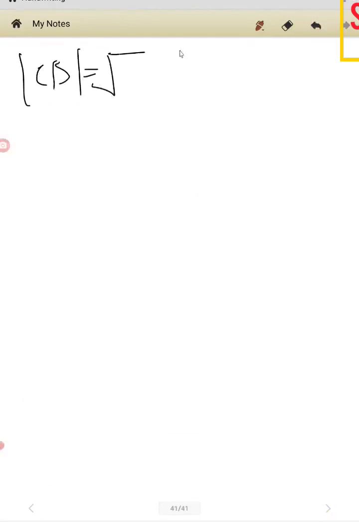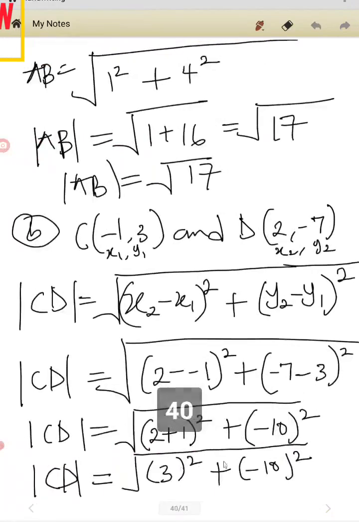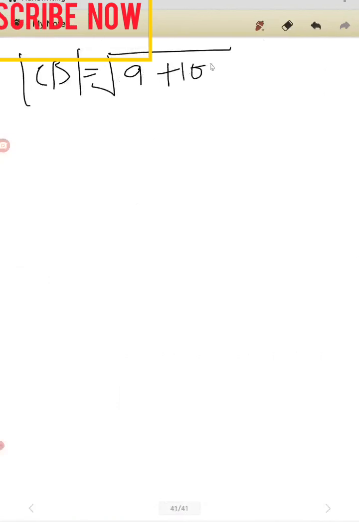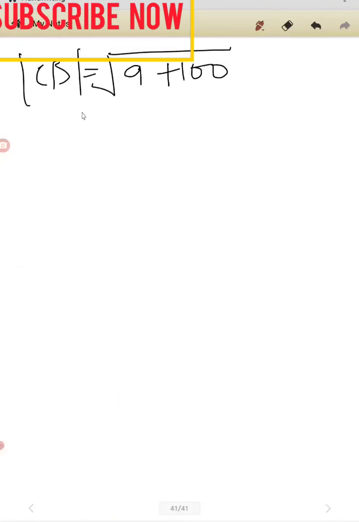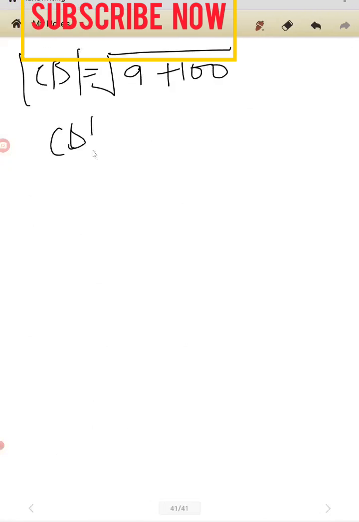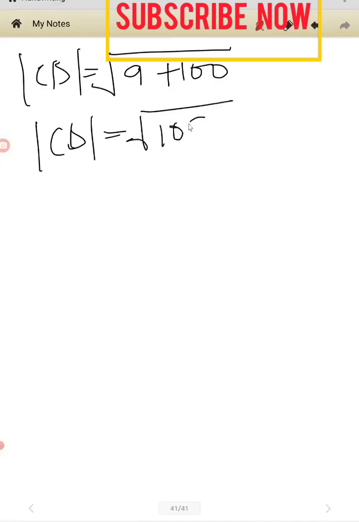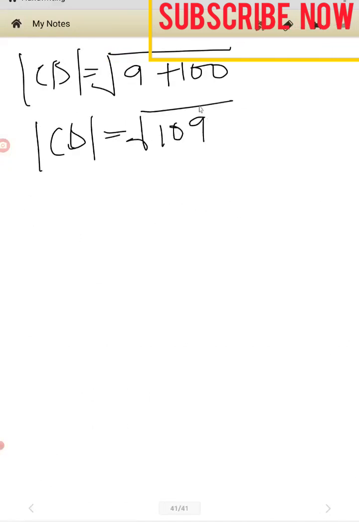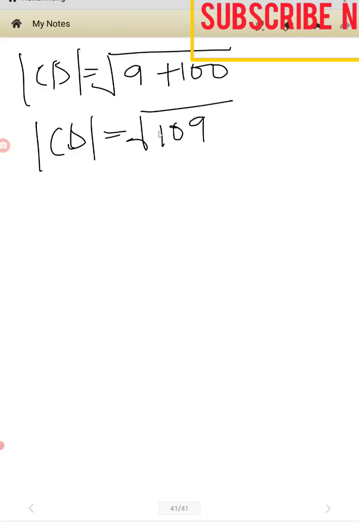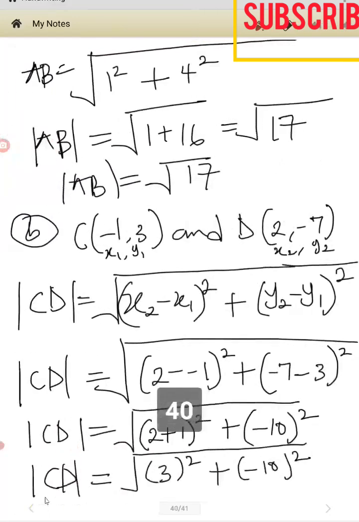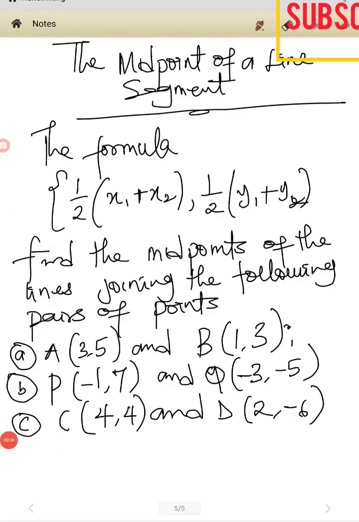We have a root. So 3 squared here will give you 9 plus 100. So we have 9 plus 100, meaning that the distance between C and D is root 109. So that is just about the distance between two points, where we were able to solve two examples.